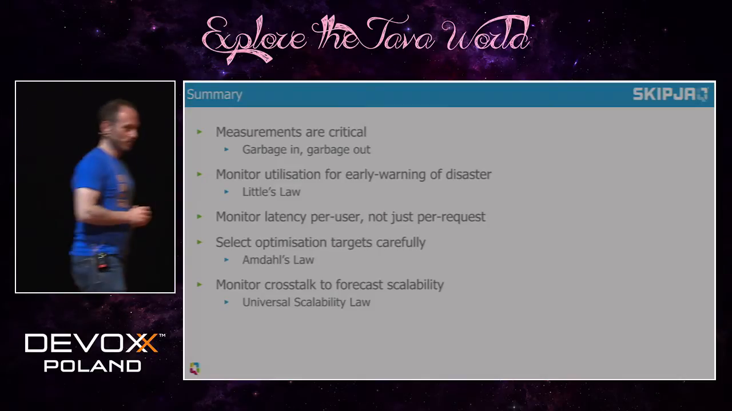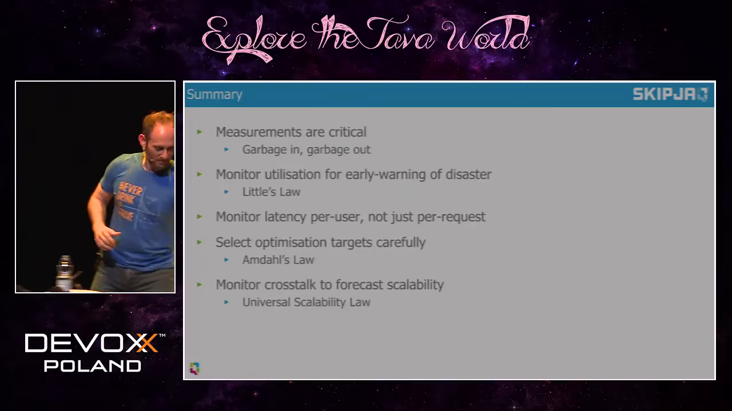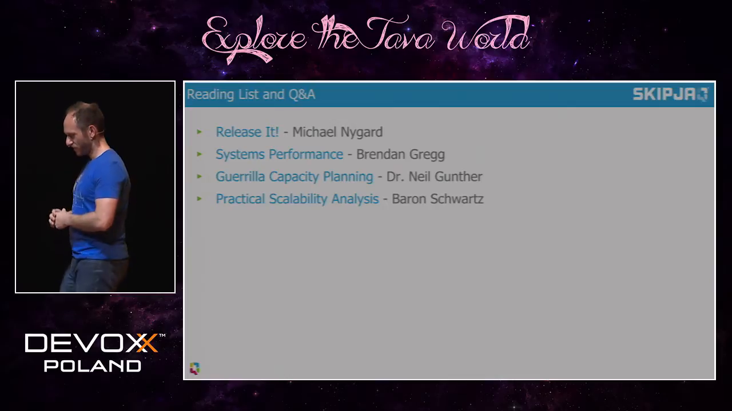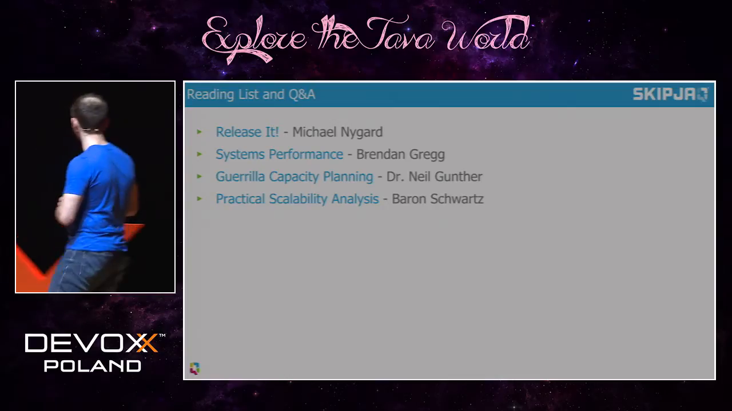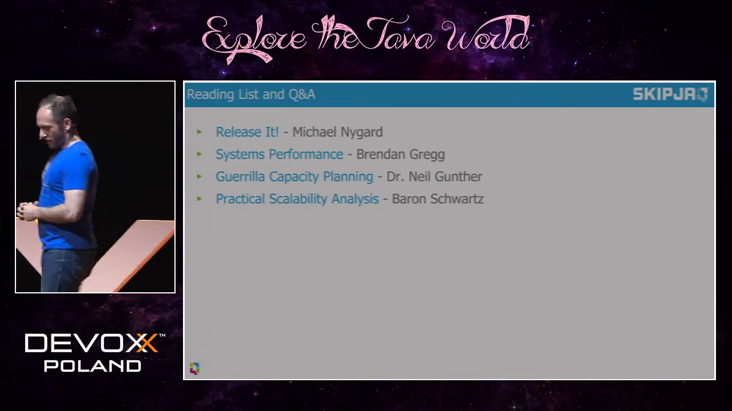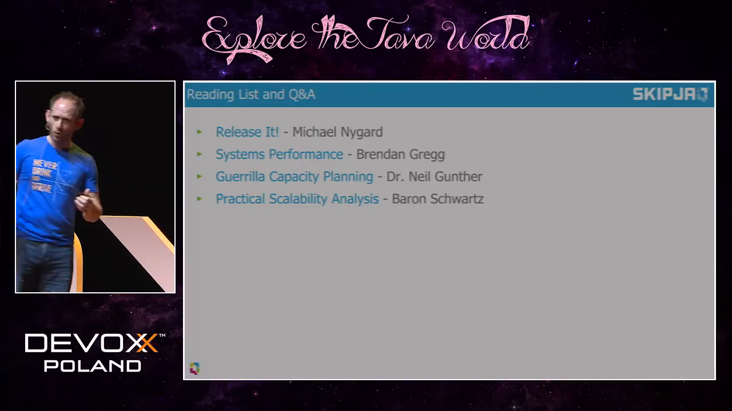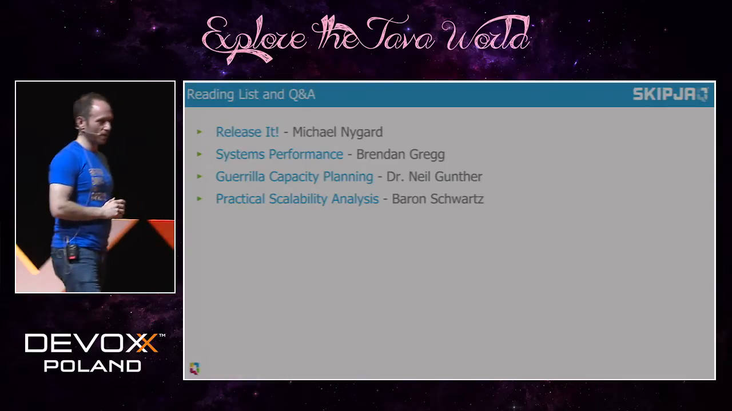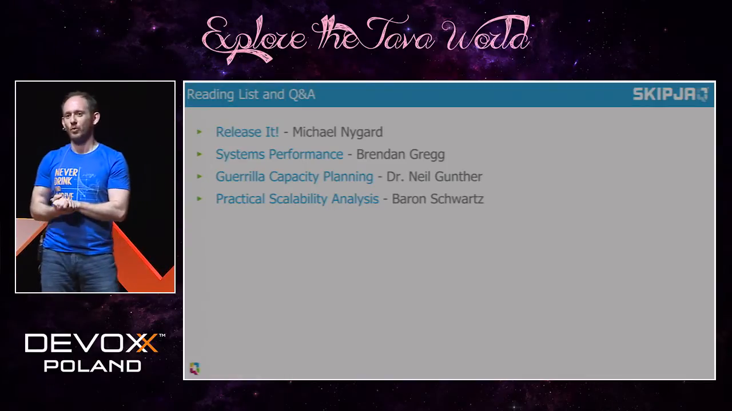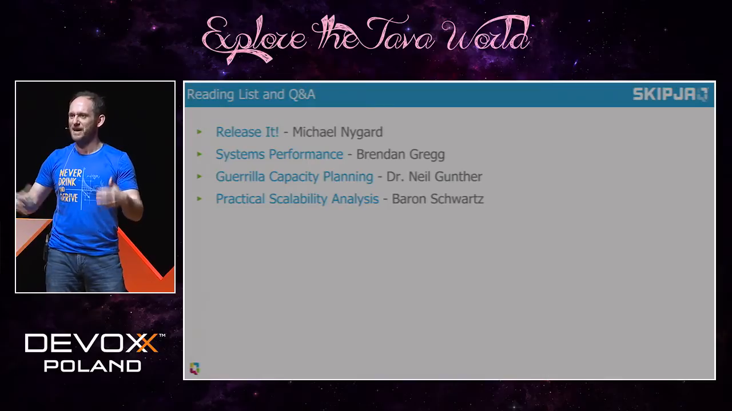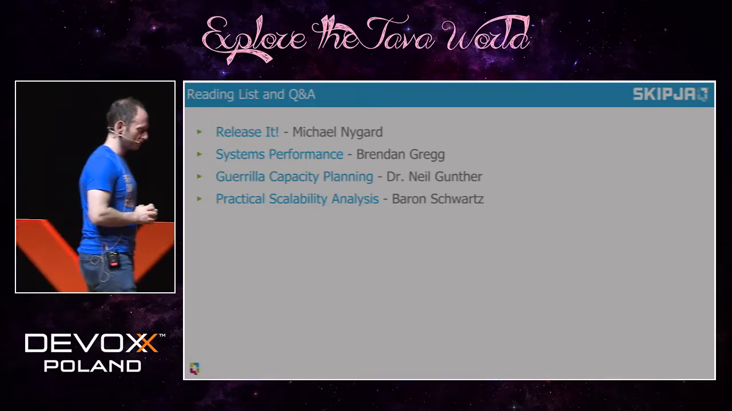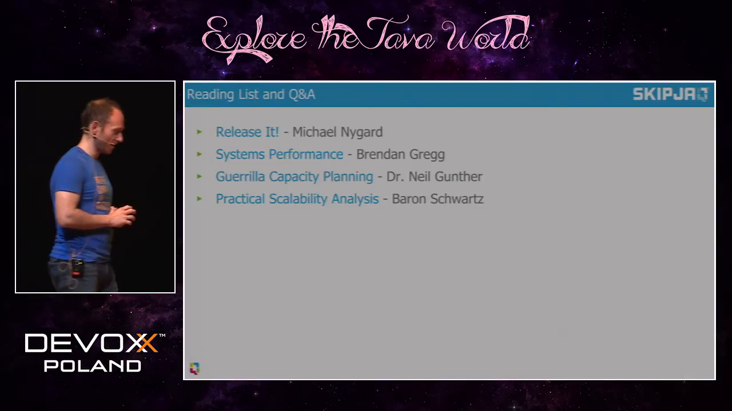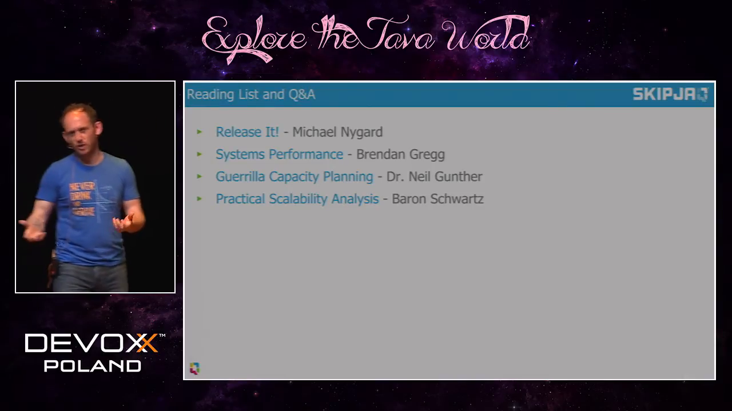And I want to just quickly put this slide up. This is the reading list, so if you were interested just in the books that I just showed, and you want to photograph this one, please do. Release It by Michael Nygard, great book. It's kind of old now, but everything still applies. Systems Performance and Guerrilla Capacity Planning are the Bibles that we use when we're trying to figure out just basic performance, low-level stuff. Very, very good. And a very quick introduction is the Practical Scalability Analysis ebook. You can read that on the train or on the plane home.